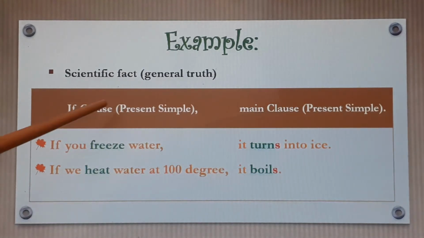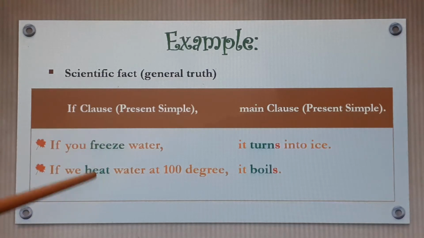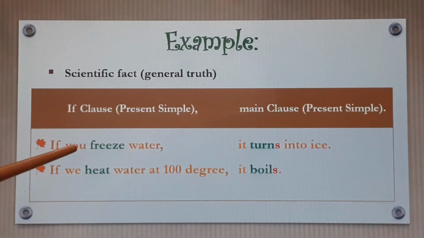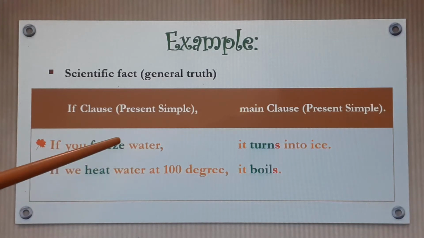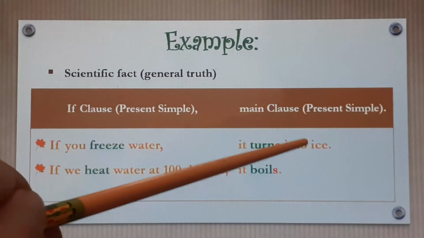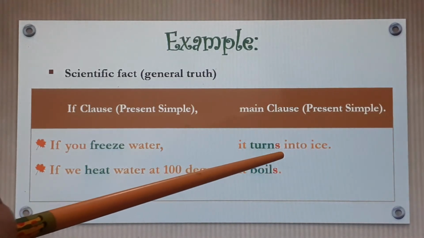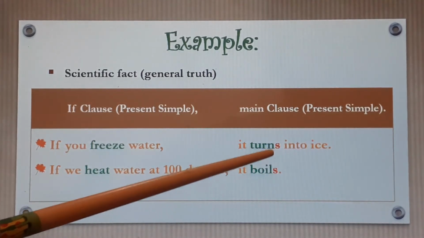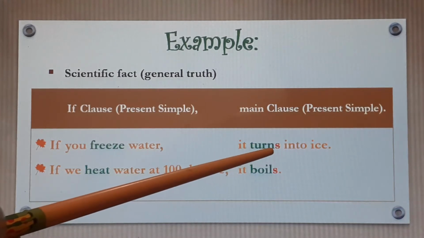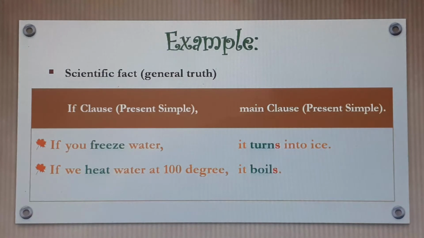The green one is the verb, present simple verb. If you freeze water, the subject is you and then the verb is freeze. It turns into ice. You can see the S here, the red one. Why do we use S in this verb? Because the subject is it. Remember, in present simple, I, you, we, they don't like S, while he, she, it likes S, right?